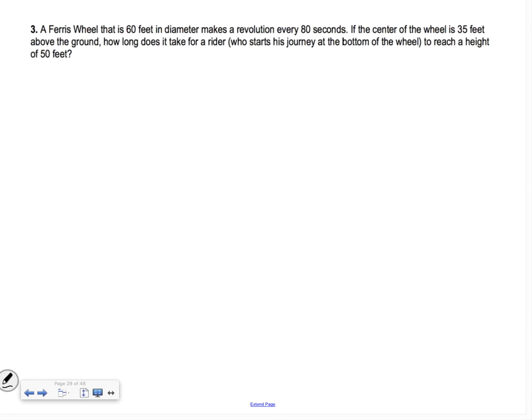All right, so a Ferris wheel that is 60 feet in diameter. These ones are the ones that are always tricky for my students, so I decided I should do one of these. So we have 60 feet in diameter. Makes a revolution every 80 seconds. So we're going around every 80 seconds. If the center of the wheel is 35 feet above ground, okay, this is the part that a lot of people don't understand. So we're 35 feet above ground.